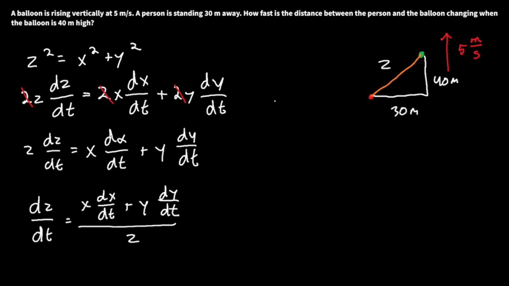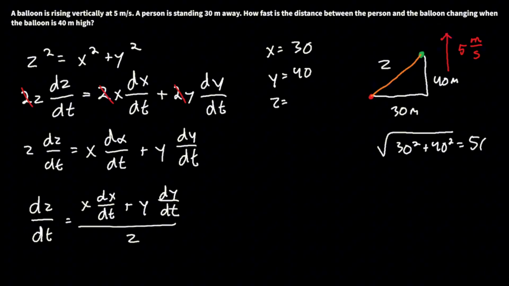So what do we do with this kind of monster of equation? It looks intimidating, but it's not actually that intimidating because we can plug in values. So x in this case is 30 meters away, right? X is 30. Y is 40, since we're trying to solve for the rate of change between the distance of the balloon and the person when the balloon is 40 meters high. And z is what? Well, z is the hypotenuse of this 30 meter, 40 meter triangle. So we can just take the Pythagorean theorem, and we get 50. So z is 50 in this case, 50 meters.